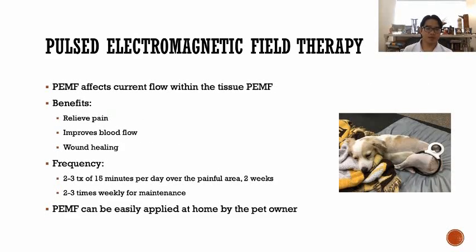Pulse electromagnetic field therapy, or PEMF, is commonly used for relieving pain, improving blood flow, and improving wound healing. The one that I use commonly is a CC loop. I use that 2 to 3 times, 50 minutes per day, over the painful area for up to 2 weeks, or until I'm satisfied with the pain level. Then I will do 2 to 3 times weekly for maintenance. Again, PEMF can be easily applied at home by the pet owner. For the assisted loop, it needs a prescription, so I just give the prescription to the client and they can buy it online, or you can also sell them through your clinic as well.